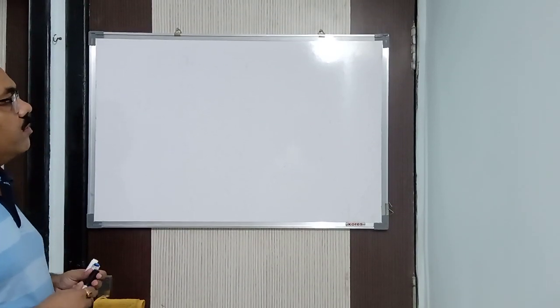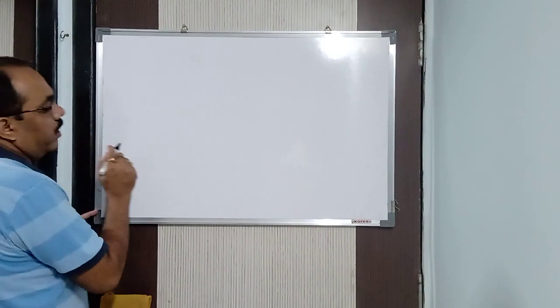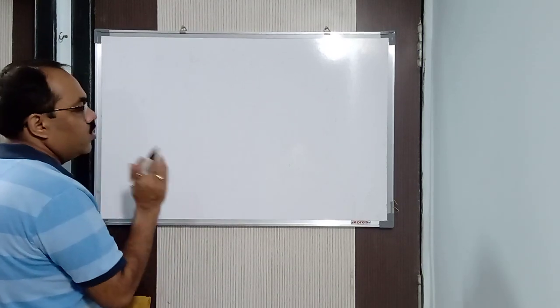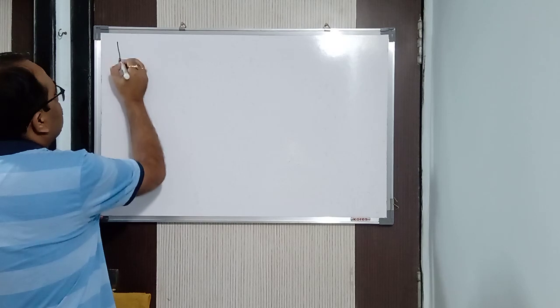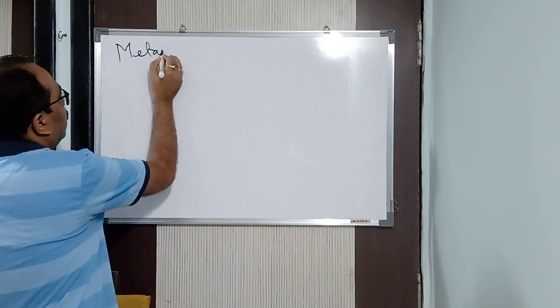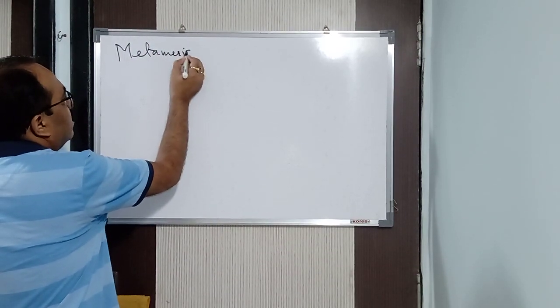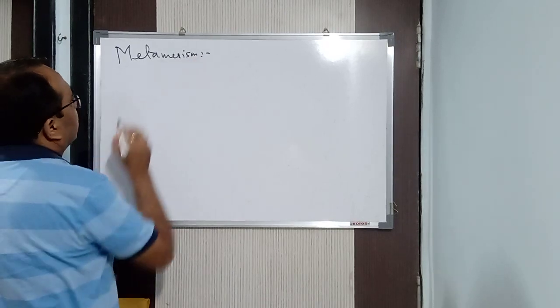Next type of isomerism is metamerism. We have already done chain isomerism, positional isomerism and functional isomerism. Alright. Now next is metamerism. Now what are metamers? First we'll understand.